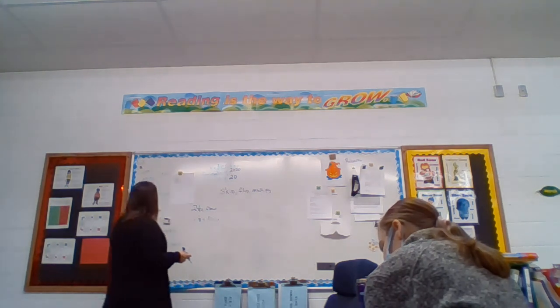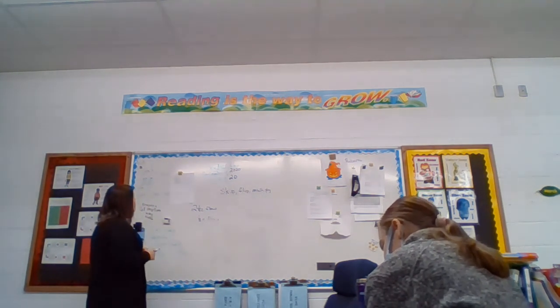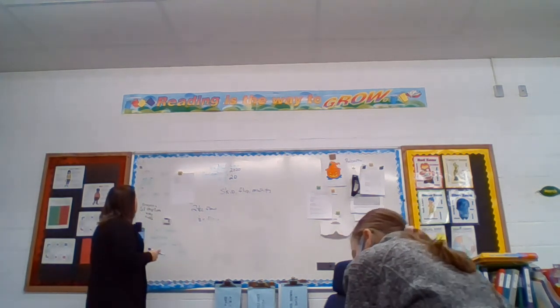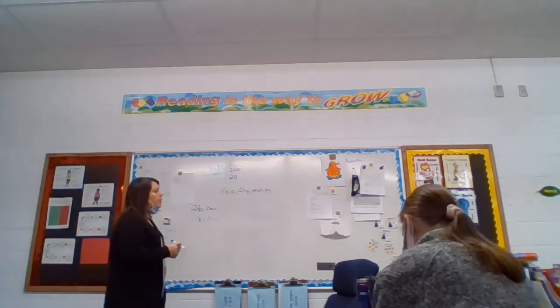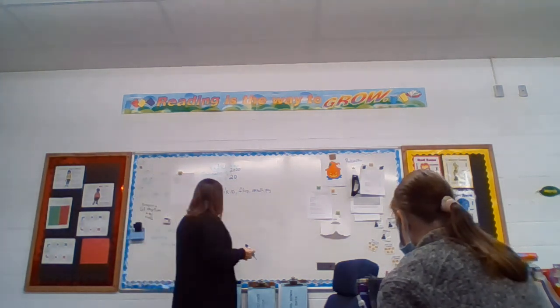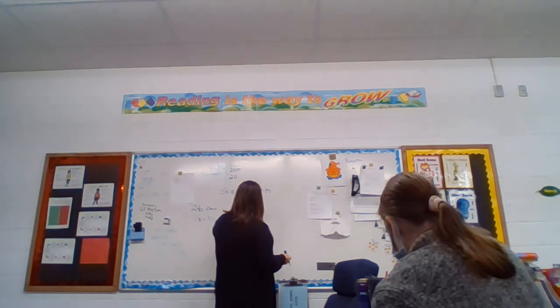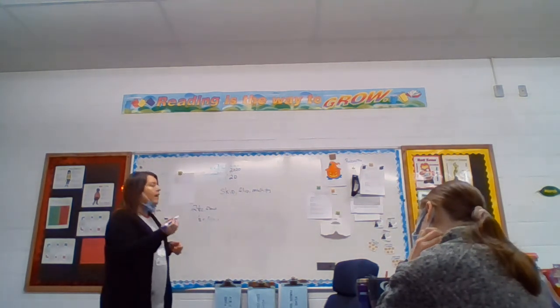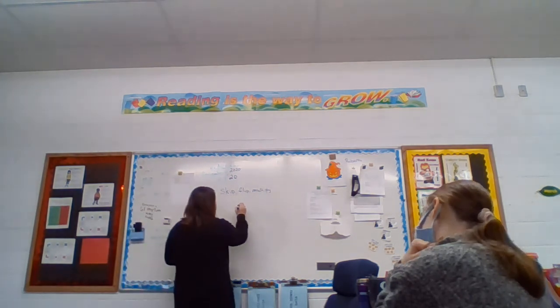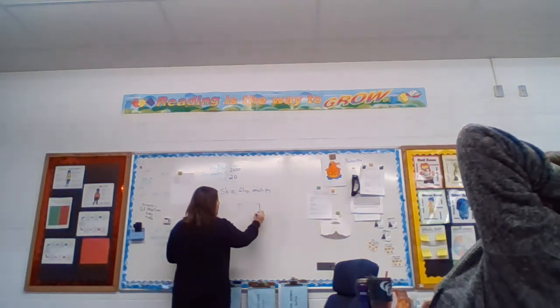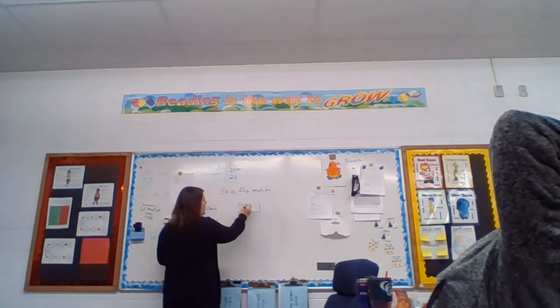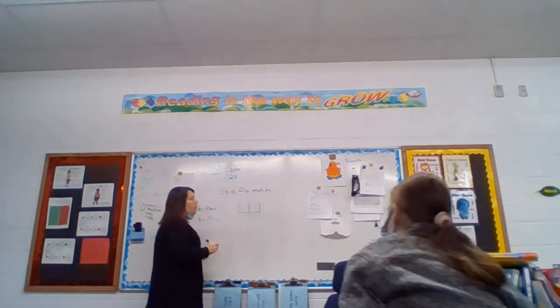1 teaspoon of baking soda, 1 teaspoon salt. Okay, 1 teaspoon baking soda, 1 teaspoon salt. So we can work this out just like we did that one, but these are kind of easy. If you cut 1 in half, what do you get? If I have 1 whole, let's look at it this way. If I have 1 whole and I cut it in half, what do I get?